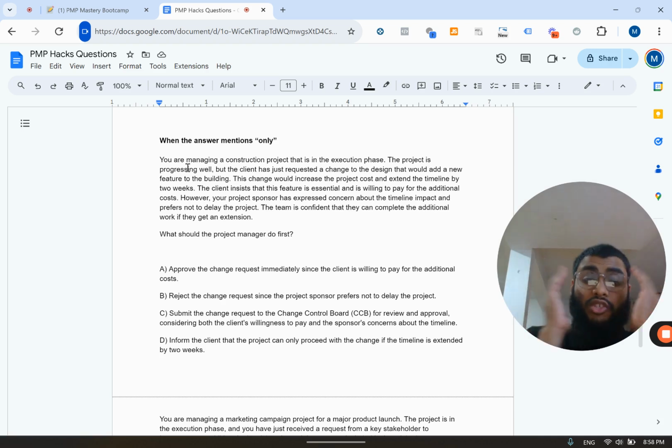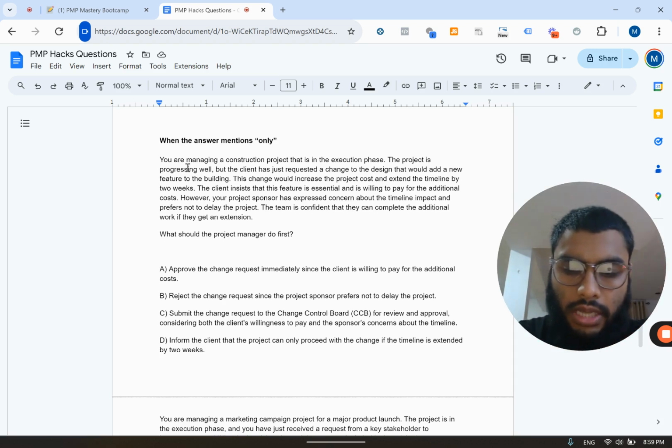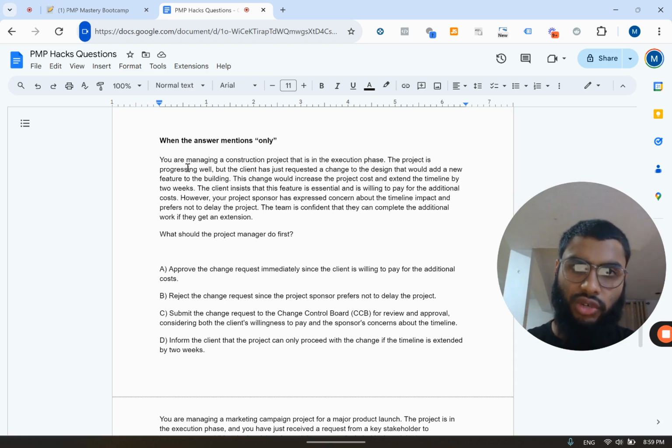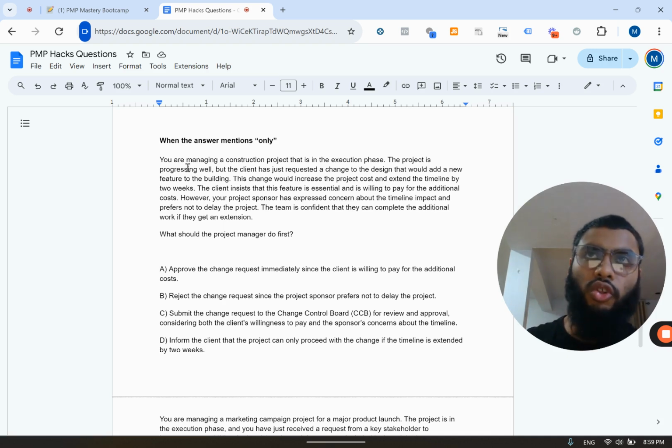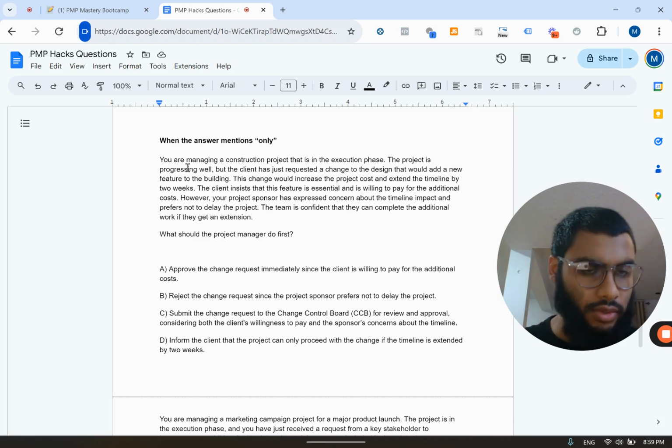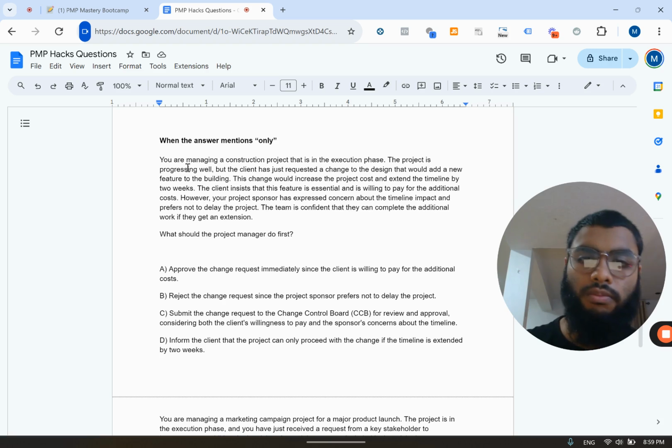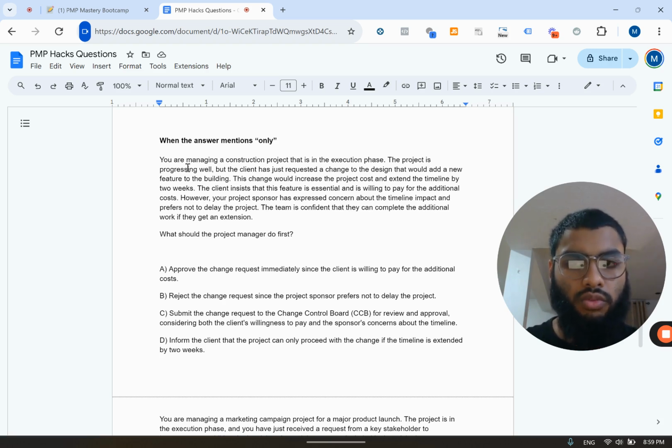All right. So when the answer mentions the word "only", now "only" is one of those words that eliminates all the other possibilities. And this is a general trick for multiple choice questions. When the answer mentions something that eliminates all other possibilities, eliminate that answer, because the chances of that answer being correct are very slim, right? So think about this. So let's just read this question.